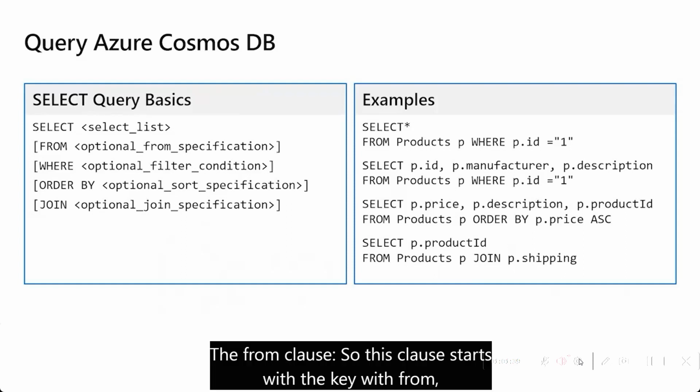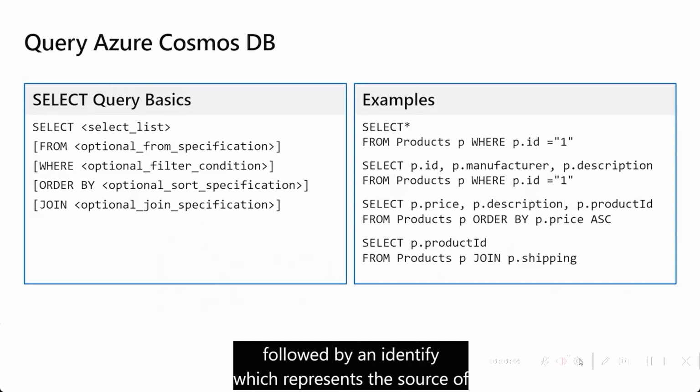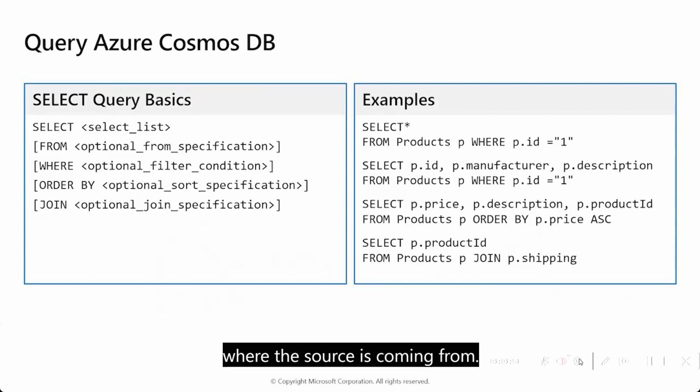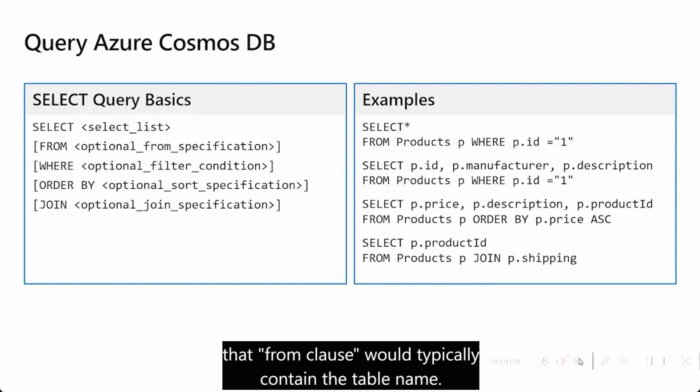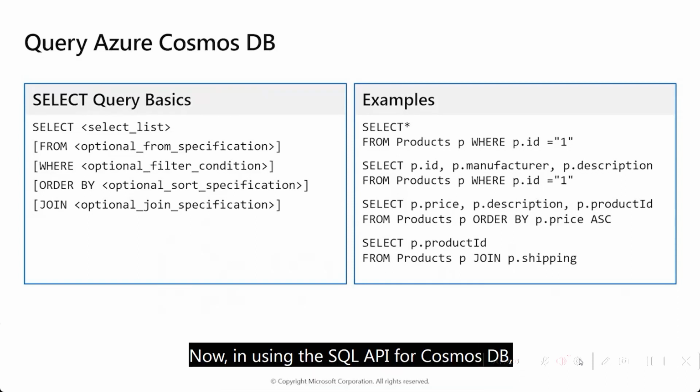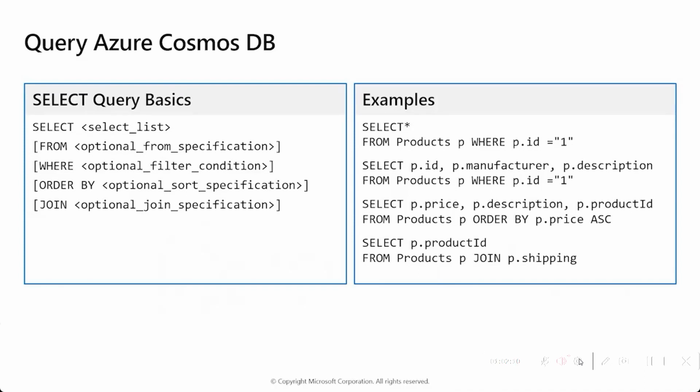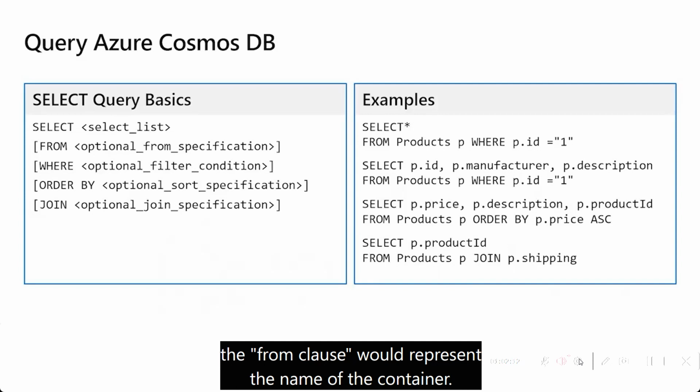The from clause starts with the keyword from, followed by an identifier which represents the source of the records. And you can usually use an alias as well to identify where the source is coming from. So in a relational database query, that from clause would typically contain the table name. Now, using the SQL API for Cosmos DB, all the queries are limited to the scope of a container. So the identifier after the from clause would represent the name of the container.